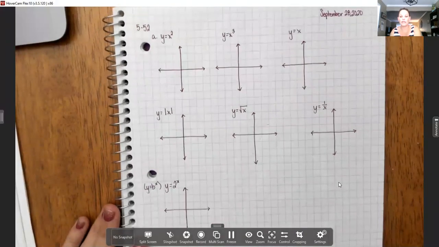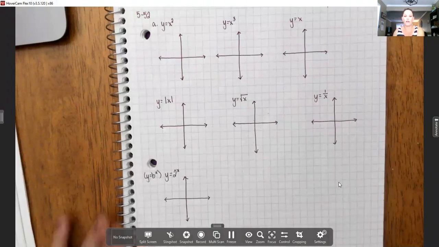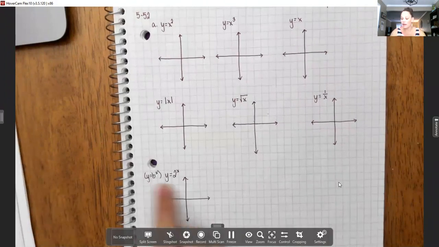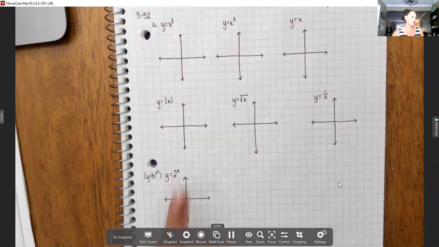So again, I was saying just set up little axes for each of them, label them, graph them if you can. For y equals b to the x, I just made b 2. You could use 2, 3, 5, 4. It doesn't really matter as long as it was a number greater than 1.